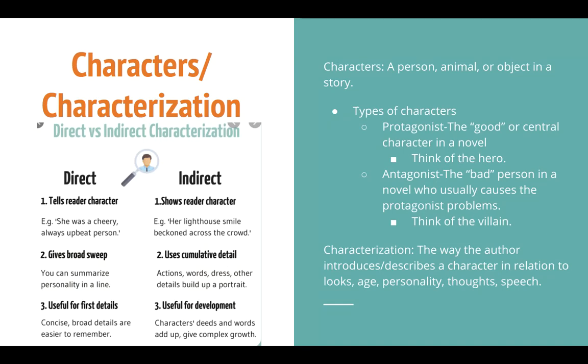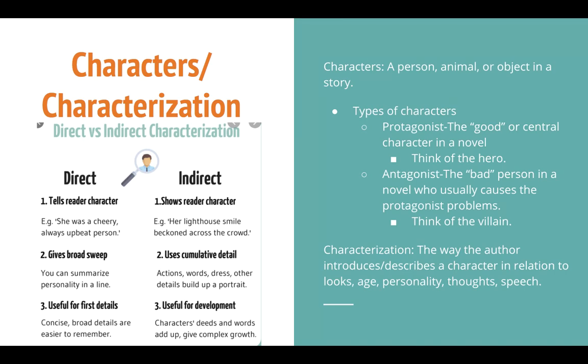We're also going to talk today about characters and characterization. If we start off with characters, a character is a person, animal, or object in a story. And I say object because sometimes if you think of a fantasy story or any Disney movie, for example, we might have characters that are not actually humans or animals. So in Beauty and the Beast, we have Mrs. Potts, right? She's a teapot, so she is an object. So we're going to talk about different types of characters.